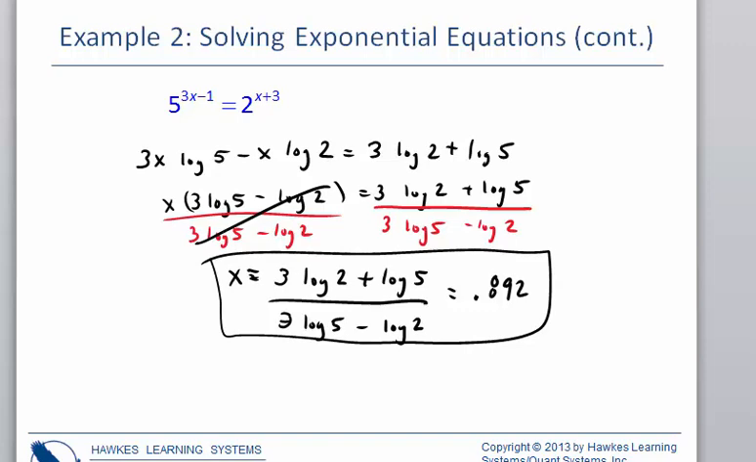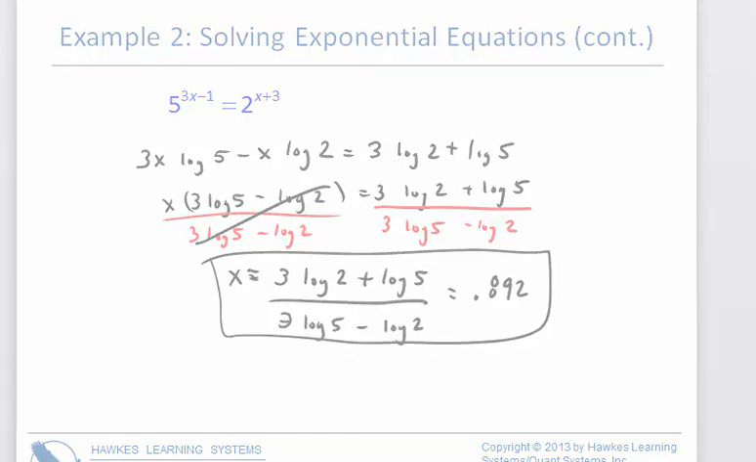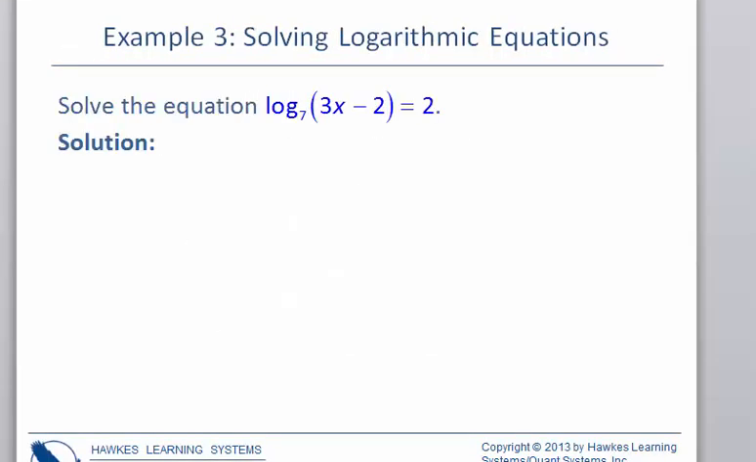All right, our third example asks us to solve the equation log base 7 of 3x minus 2 is equal to 2. Okay, and so this is a log equation. We can begin by writing the equation in exponential form. Sometimes you will find that an equation that is difficult to solve in log form might be easy to solve in exponential form, so it's worth checking.